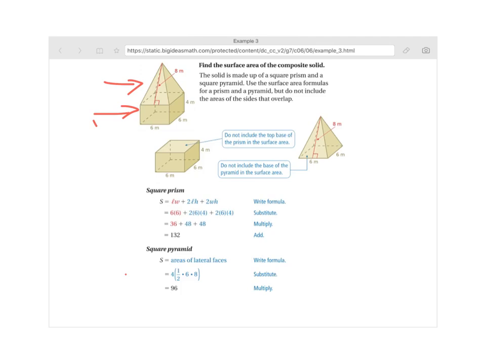pyramid. So then to get the entire surface area of the composite solid, you're going to add the 132 plus 96 to equal 228. So the surface area of this composite solid is 228 square meters. Okay? I would always have my journal out with all of these formulas that you're going to need, all the formulas in this chapter. Make sure you have them in your journals. That's what you're going to get to use on your test. Important.